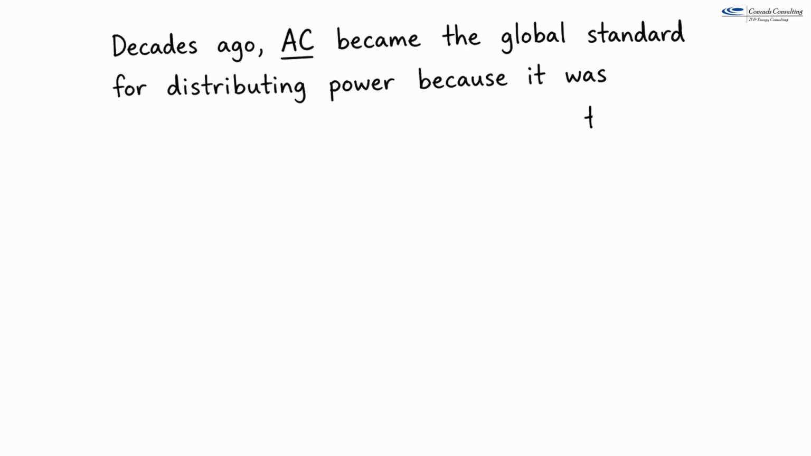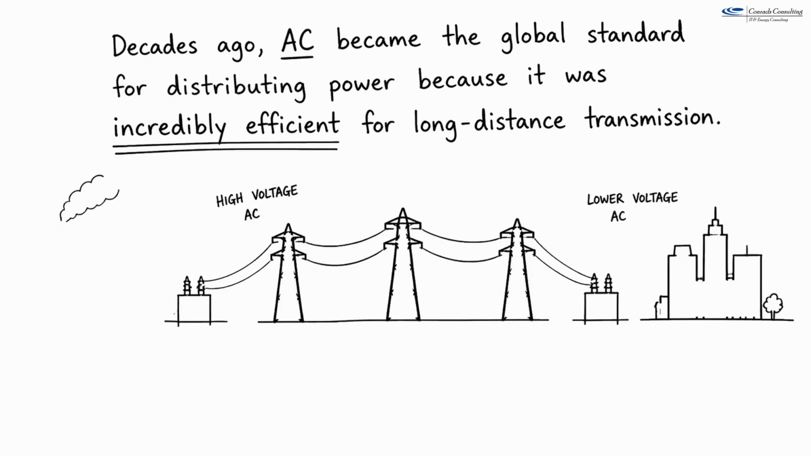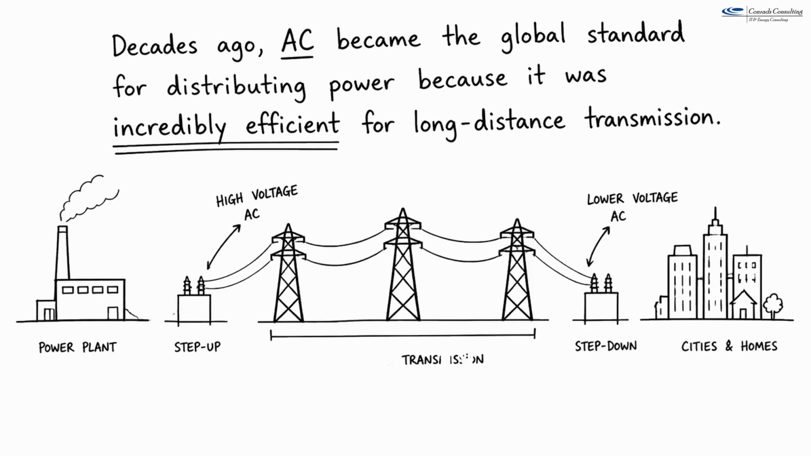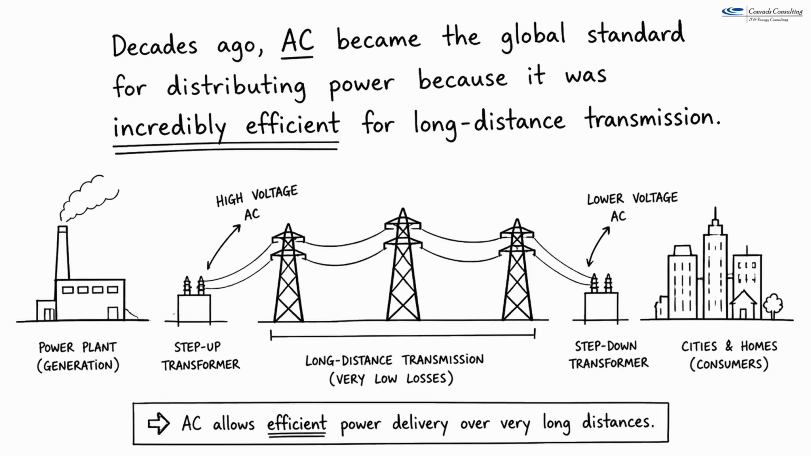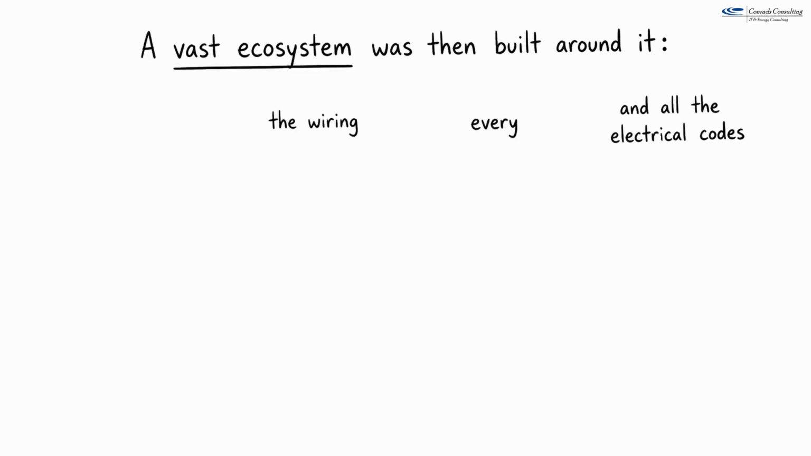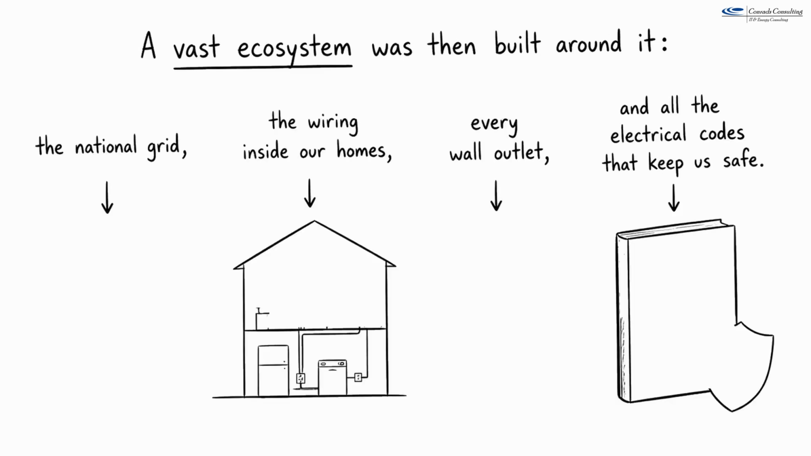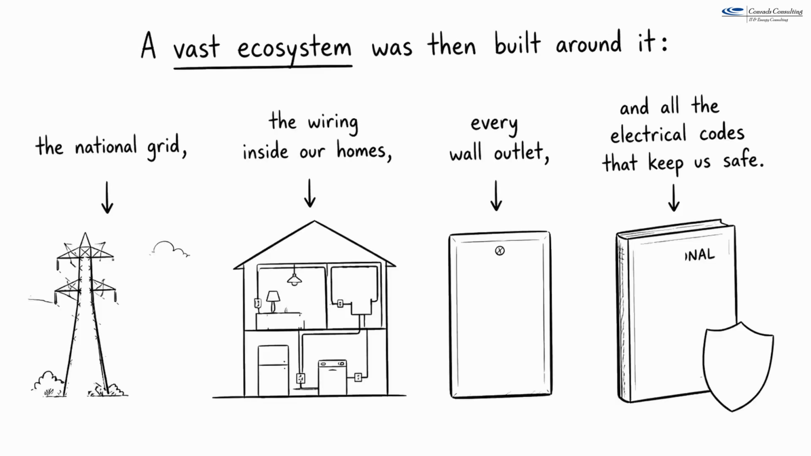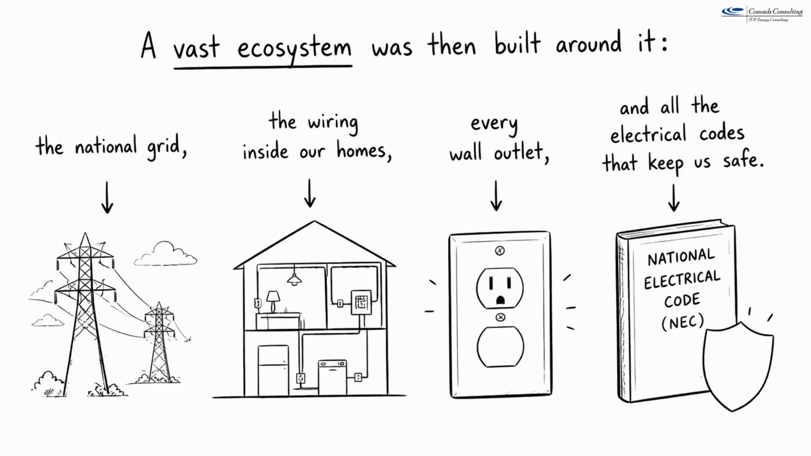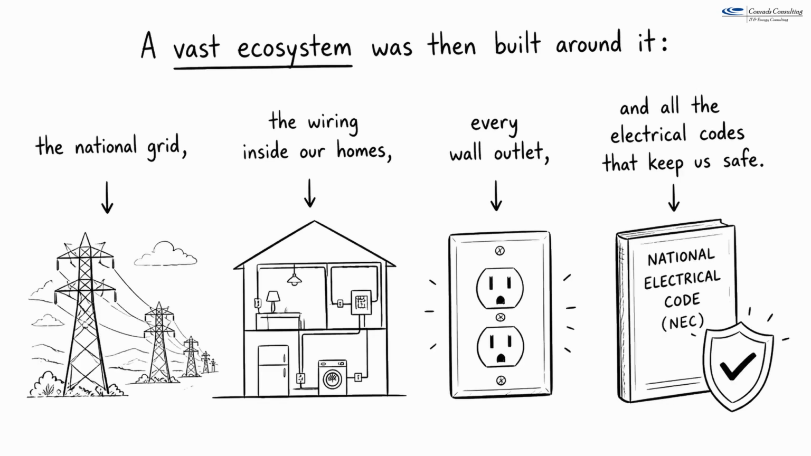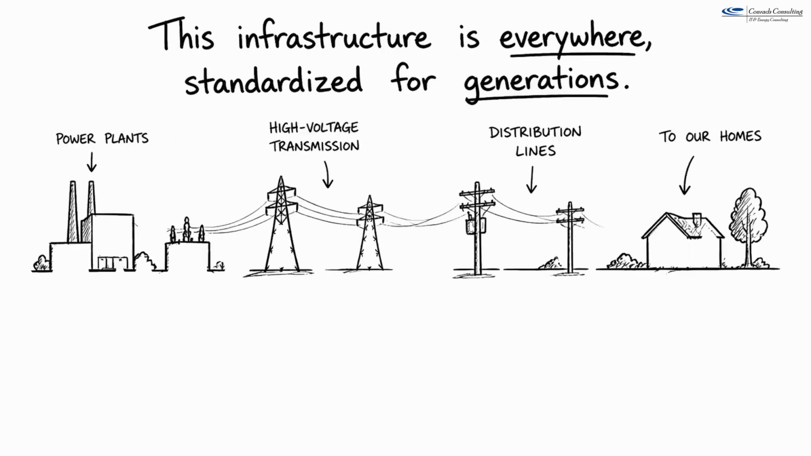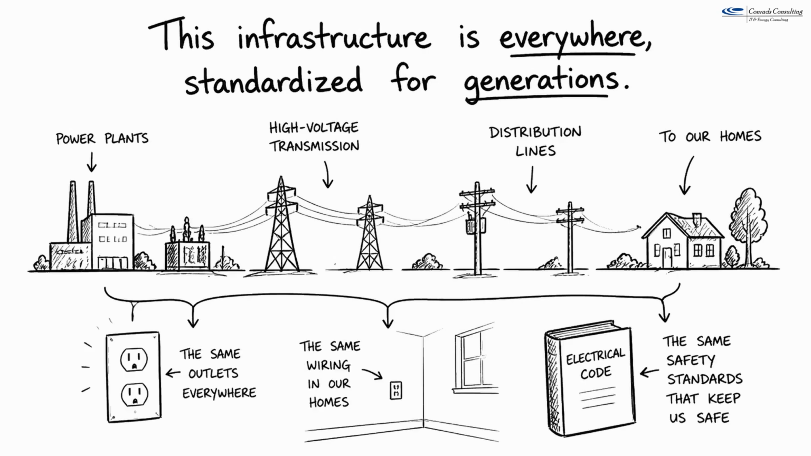Decades ago, AC became the global standard for distributing power because it was incredibly efficient for long-distance transmission. A vast ecosystem was then built around it. The national grid, the wiring inside our homes, every wall outlet, and all the electrical codes that keep us safe. This infrastructure is everywhere, standardized for generations.